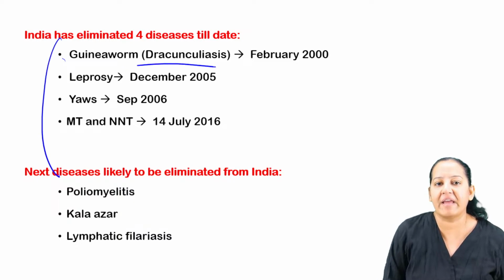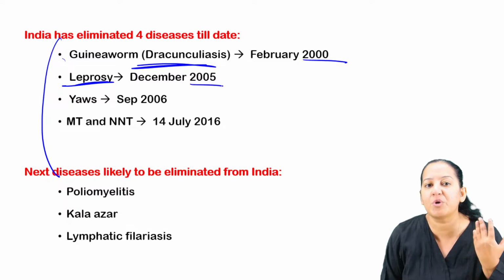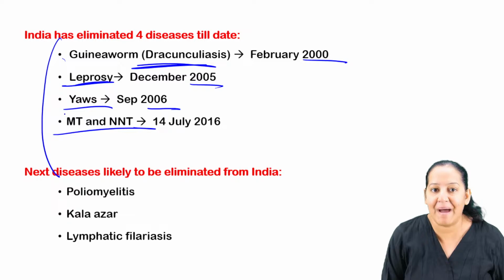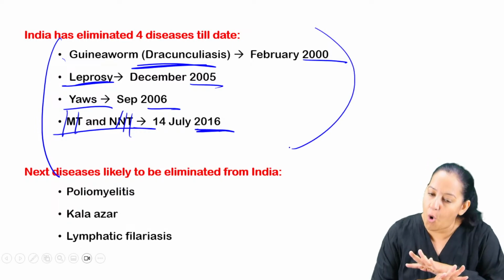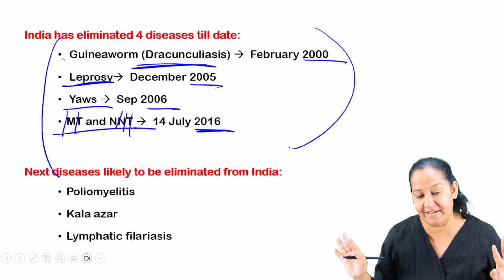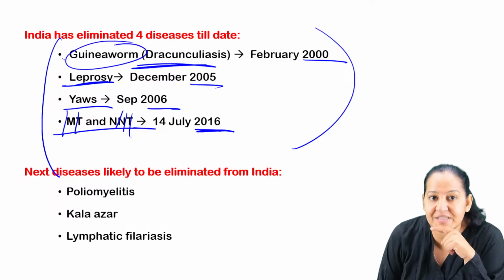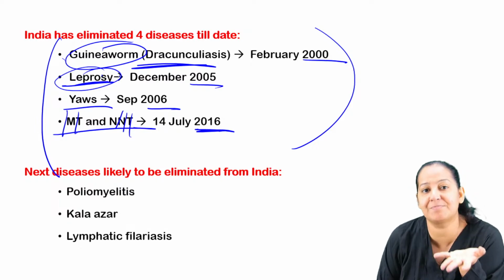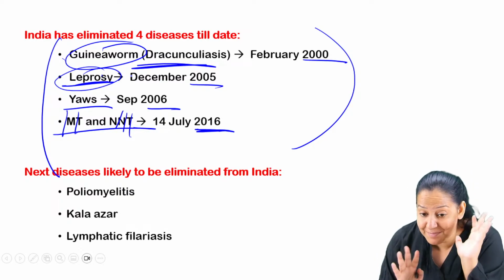For example, dracunculosis is eliminated in 2000, leprosy is eliminated in 2005, yaws is eliminated in 2006, and tetanus, maternal tetanus and neonatal tetanus, are eliminated in 2016, most recently. These 4 diseases are already eliminated from India. Eliminated, I mean, their agents are present in the environment. The guinea worm is present in India. In leprosy, Mycobacterium leprae is present. The agents are present, but they cannot enter the human. The transmission is interrupted.